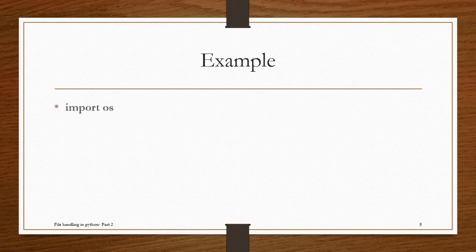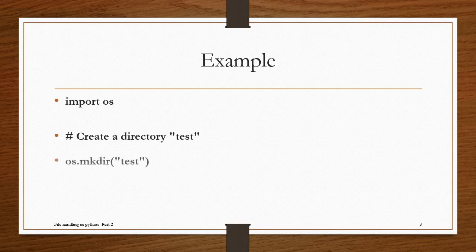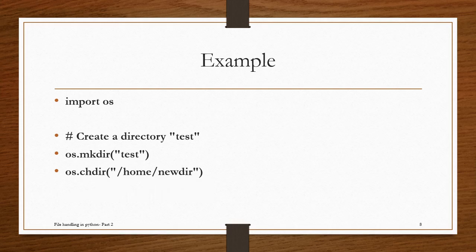Here's an example. In order to import the OS module, the statement used is import os. To create a directory, what's the method? os.mkdir followed by the directory name to be created. In order to change the current directory, os.chdir. So the new current directory will be new dir. Now to get the current working directory, the method used is os.getcwd. Now to remove a directory, the method used is os.rmdir. So here the test directory will be removed from the system memory.